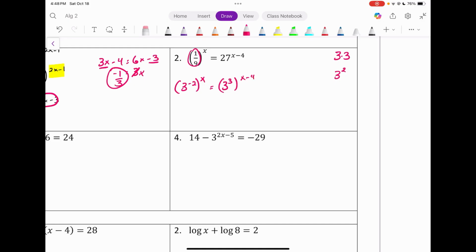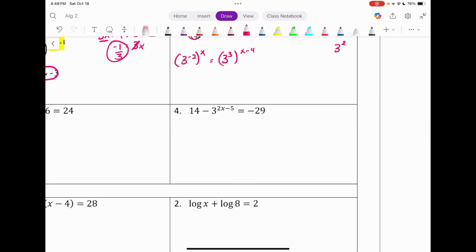Doing the same thing, powers to powers, we multiply. That's 3 to the negative 2x. The other one is 3 to the 3x minus 12. The only way these can be equal is if the powers are equal. So we're going to take these two powers and say that negative 2x has to now equal 3x minus 12.